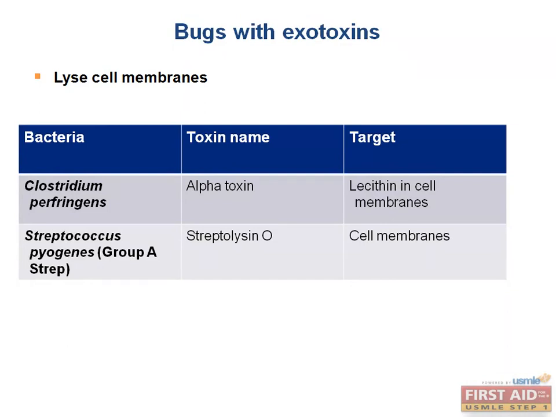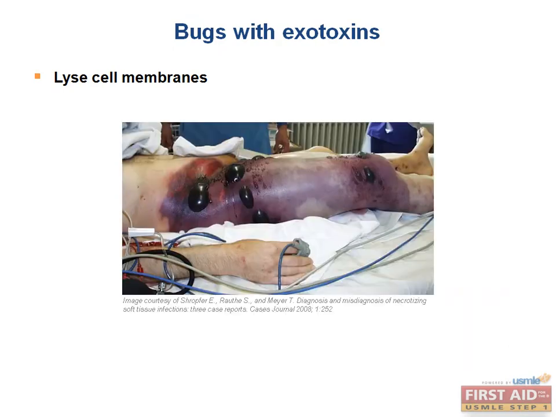Now let's discuss toxins that lyse cell membranes. Clostridium perfringens produces alpha-toxin, which is a lecithinase. Lecithin is a lipid found in the outer cell membranes of all human cells. The alpha-toxin of C. perfringens can therefore necrotize tissue and destroy blood vessels by cleaving cellular membranes.